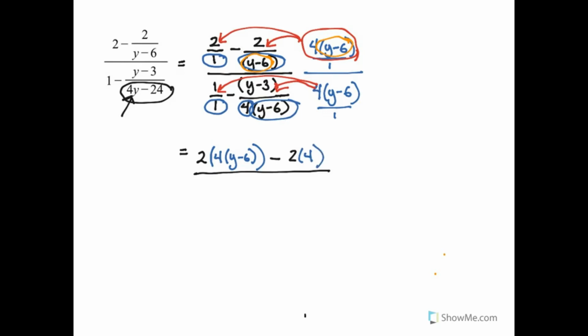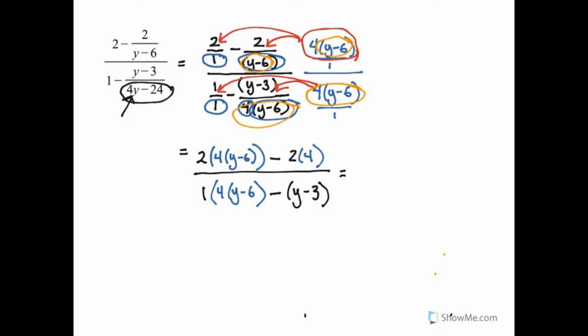In the denominator, I'm multiplying 1 times 4 times y minus 6 minus y minus 3 over 4 times y minus 6 times 4 times y minus 6. That's canceling out those denominators. So all that's left is y minus 3. Now here's a place where you can trip up. So remember to write it in parentheses. It's better to just put every binomial in parentheses right away so that you don't miss that.